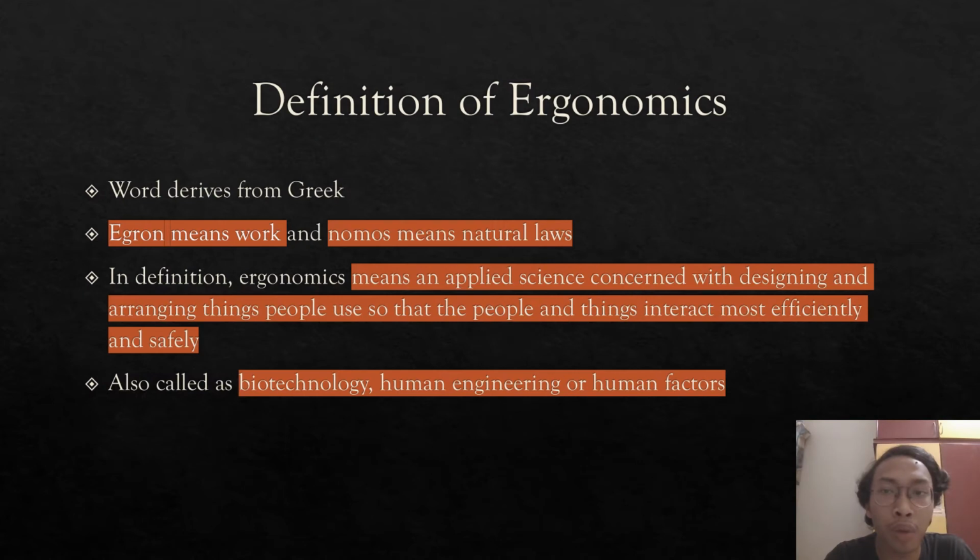Definition of ergonomics. Number one, the word is derived from Greek. Number two, ergon means work and nomos means natural laws. In definition, ergonomics means an applied science concerned with designing and arranging things people use so that the people and things interact most efficiently and safely. Also called biotechnology, human engineering, or human factors.